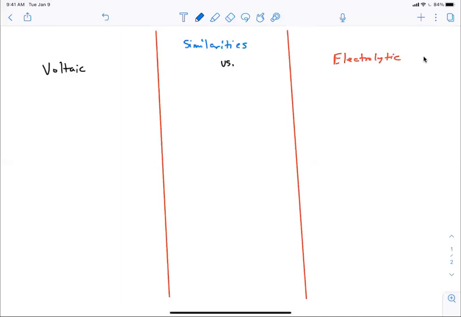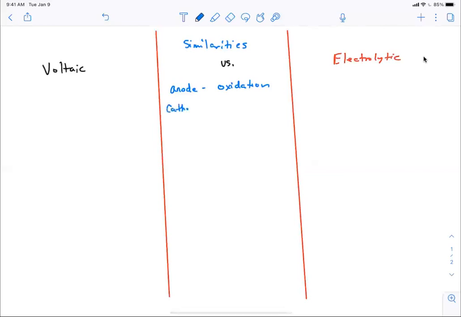Similarities will be in the middle. The differences will be on the other side. So first and foremost, things that are similar or identical between voltaic and electrolytic. One, the anode is always oxidation. Regardless of which cell you're dealing with, it is oxidation.